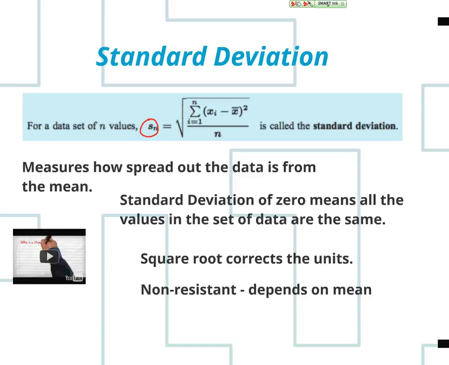What this does is it measures how spread out the data is from the mean. So once we take that square root, it tells us how far values are from the average of this data set. Now, this is where I'm saying I should stop.